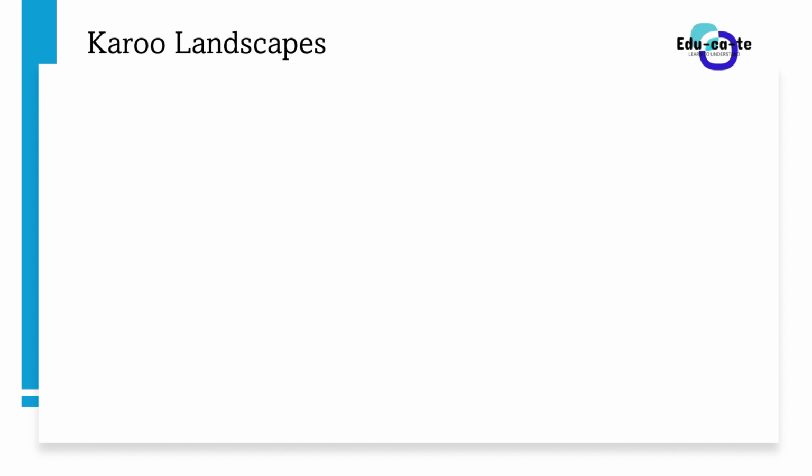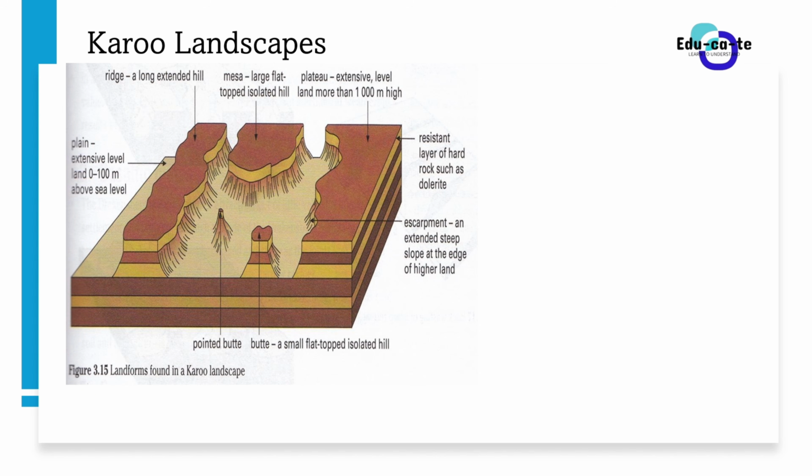Welcome to Educate. Let us talk about Karoo landscapes. In our previous videos, where we talked about the formation of a basaltic plateau as well as a canyon landscape, I recommend you watch them. So now from a canyon landscape, we form the Karoo landscapes, whereby we have certain features and certain landforms that we need to look at. So now this is known as a Karoo landscape. These are the landforms, or the shapes of the land, that we see on a Karoo landscape.